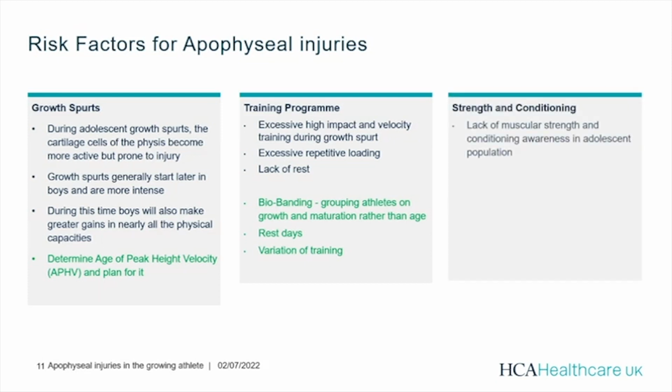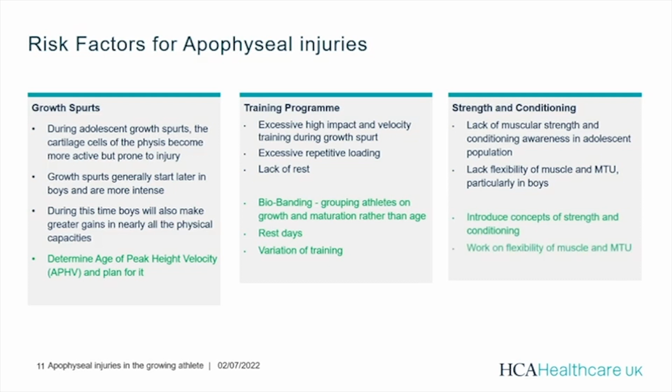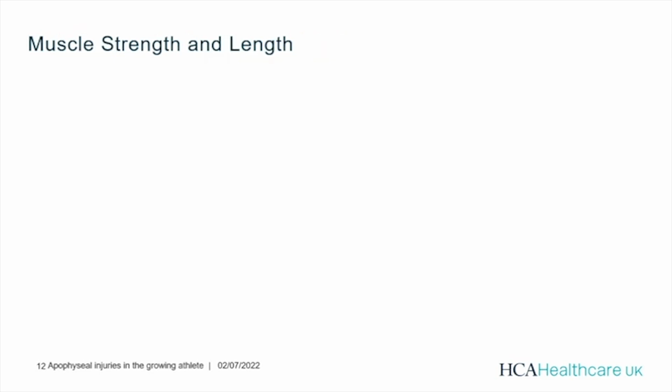The last thing to look at is strength and conditioning. So how many children or adolescents who play sport at a young level actually have a good strength and conditioning program? And we know that lack of muscular strength and particularly flexibility, as we mentioned in boys, is a real key risk factor in terms of producing apophyseal injuries. So introducing these concepts, asking young children to get involved with more physical activity that's more strength-based rather than just running around a football pitch for hours on end is really, really key.